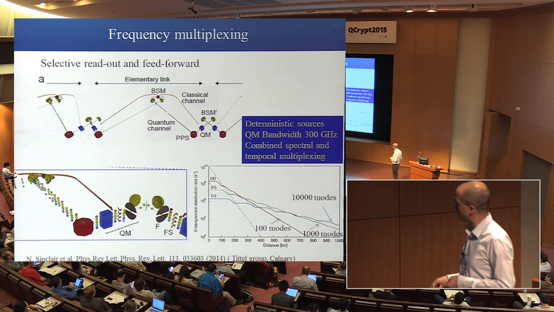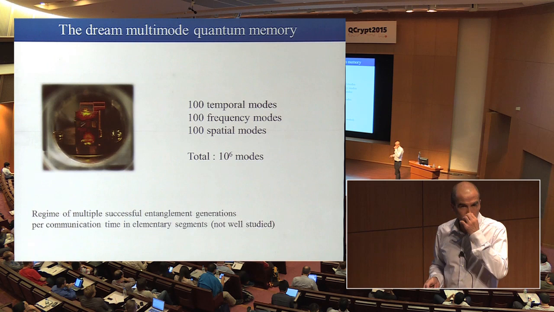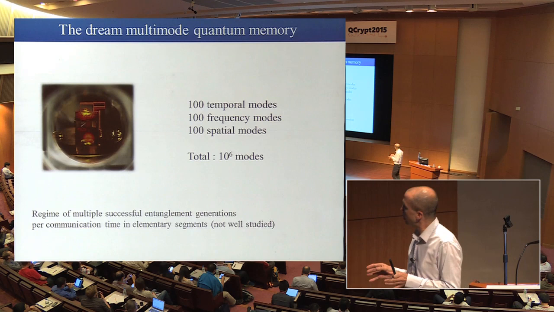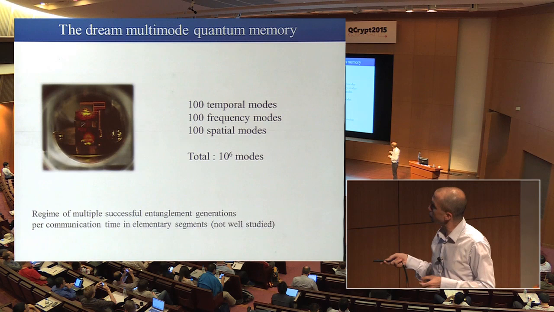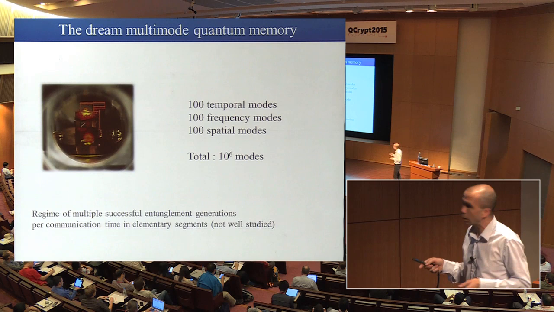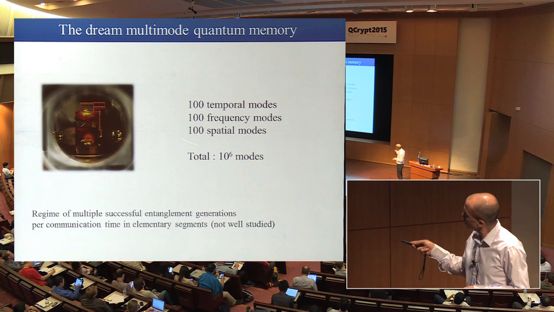Okay, but if you want to reach this kind of thing, you need a very, very high number of modes. So let's see a bit what we could do. This would be a dream multimode quantum memory. We have several ways of multiplexing. Let's see what we could do if we put everything together. So 100 temporal modes should in principle be possible. It has been demonstrated close to this in the excited state, but in the ground state it could still be done. 100 frequency modes is in principle also possible. 100 spatial modes is not completely crazy either.